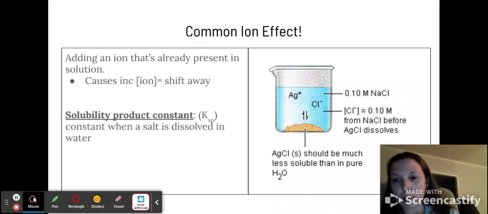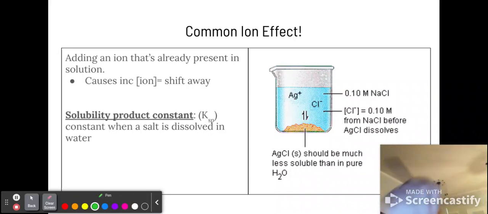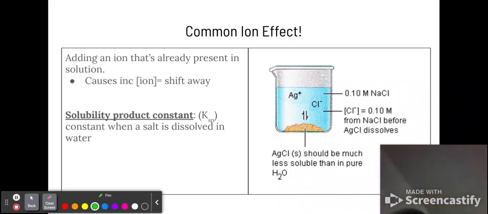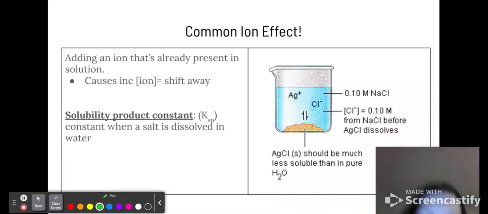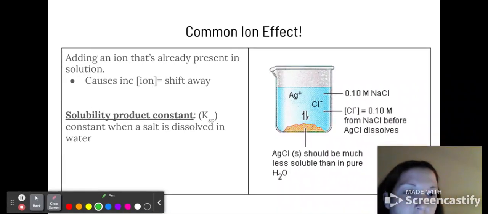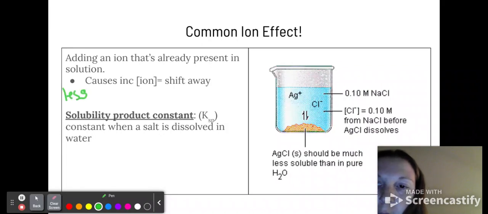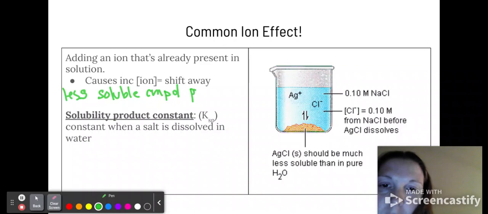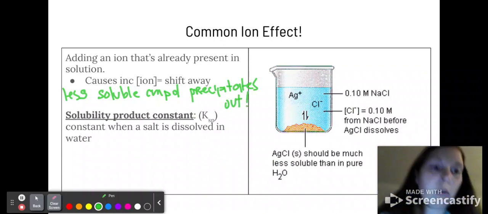So I'm going to add that here. Sorry, I'm going to shift away so I can write a little bit. Okay. All right, so we're going to add here, increase constant, shift away, less soluble compound precipitates out. So you've got to use your solubility rules here, okay?